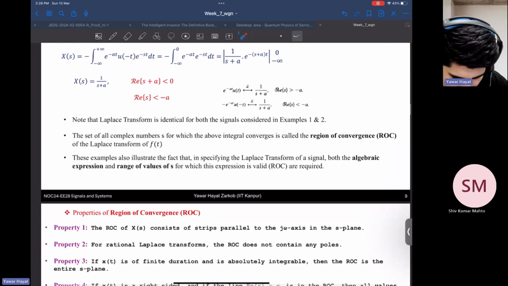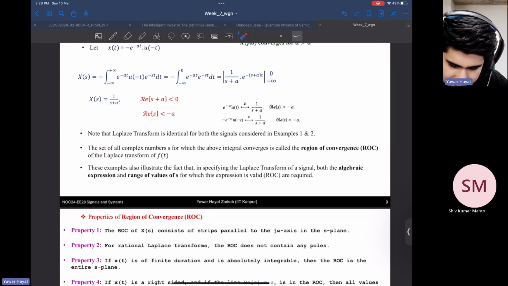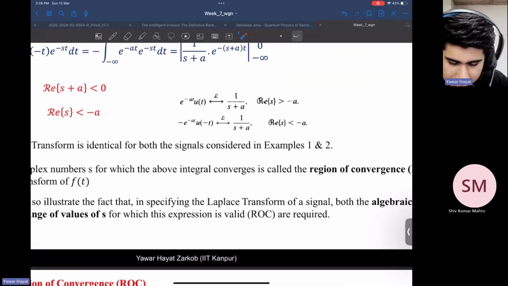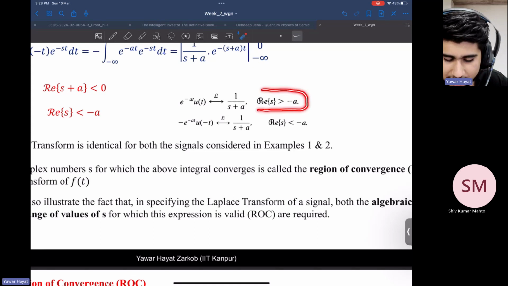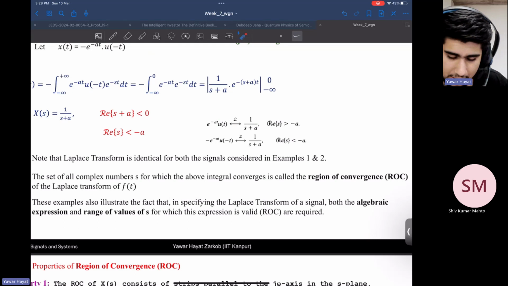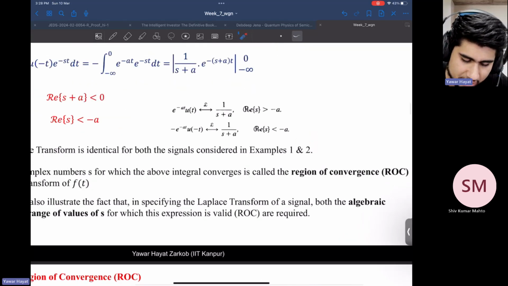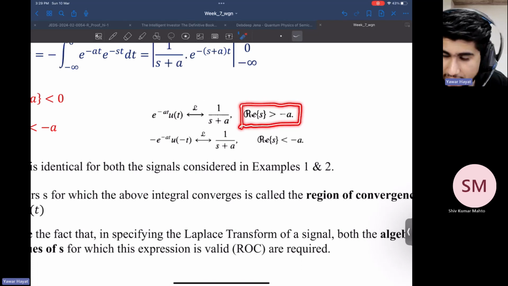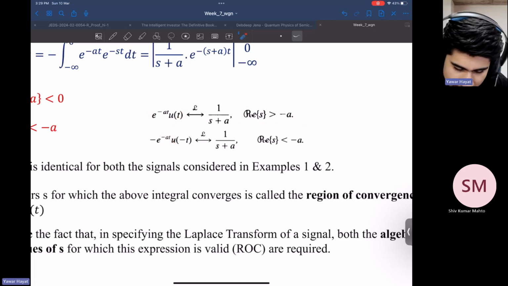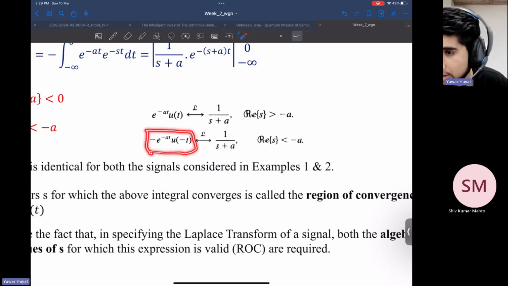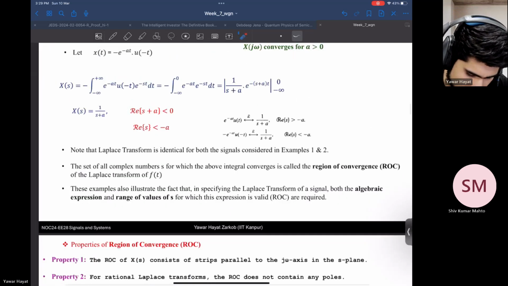So we noted that the Laplace transform is identical for both the signals. This is the summary: exponential of minus at u of t has Laplace transform 1 by s plus a, and the region of convergence is real part of s greater than minus a. Likewise, for this other signal we had the same algebraic expression in the Laplace domain, but the ROC was different. Conversely, I can give you this algebraic expression and say this is the ROC, then the inverse Laplace transform should be this, not that. Likewise, if I give you the same expression and say the ROC is this, then that should be the expected answer from your side. I hope the point was conveyed.